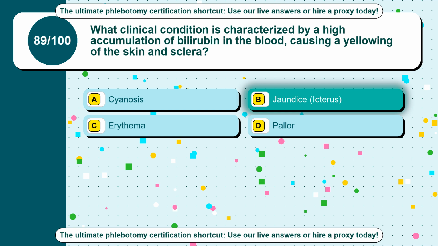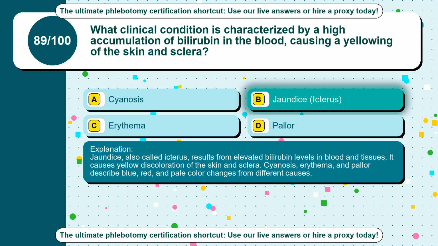Jaundice, icterus. Jaundice, also called icterus, results from elevated bilirubin levels in blood and tissues. It causes yellow discoloration of the skin and sclera. Cyanosis, erythema, and pallor describe blue, red, and pale color changes from different causes.